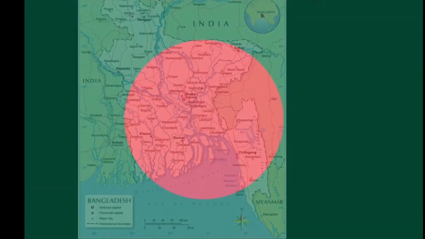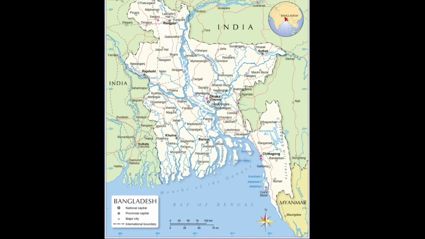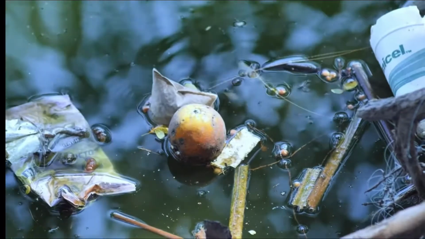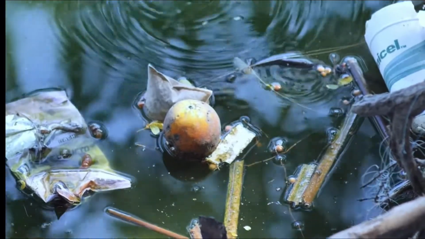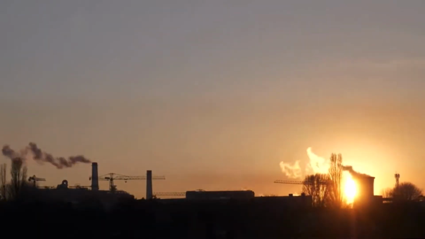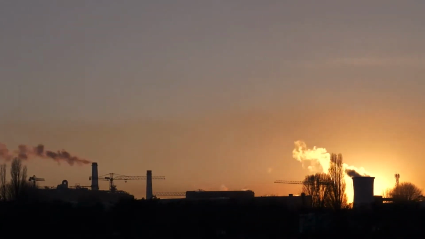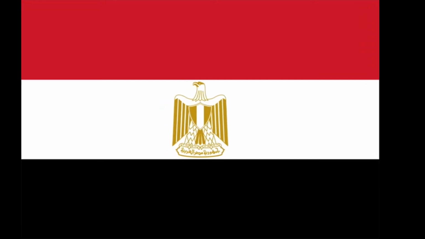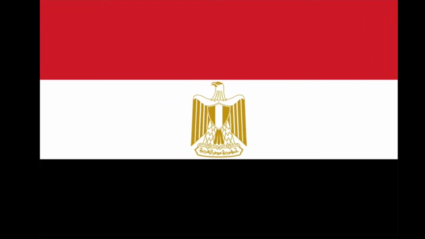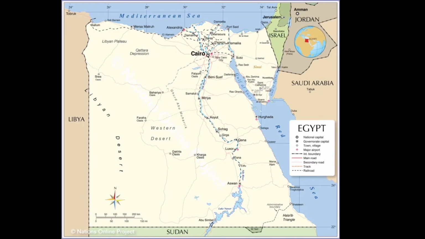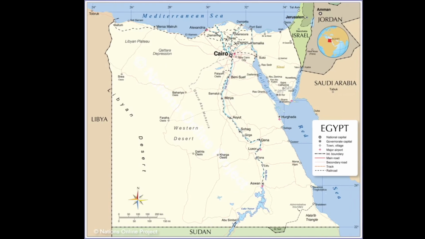Number 9 with Bangladesh. Bangladesh is in the third stage of the demographic transition model and has a pollution index of 84.91. Bangladesh mainly struggles with air, water, and noise pollution, and the primary cause of their extreme air pollution is due to its brick-making industry. Finally, number 10, with Egypt. Egypt is in the third stage of the demographic transition model and has a pollution index of 84.35.